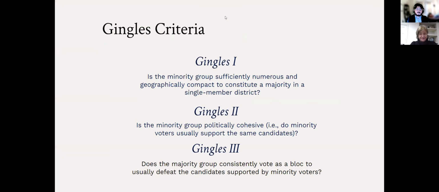prongs of Gingles. So the first prong is that the minority community has to show that it is sufficiently large and geographically concentrated to form a majority of a single member district. The second prong is that the minority group must be politically cohesive. And the third, that the majority votes consistently as a bloc to defeat the minority preferred candidate. So let's start with the first one.